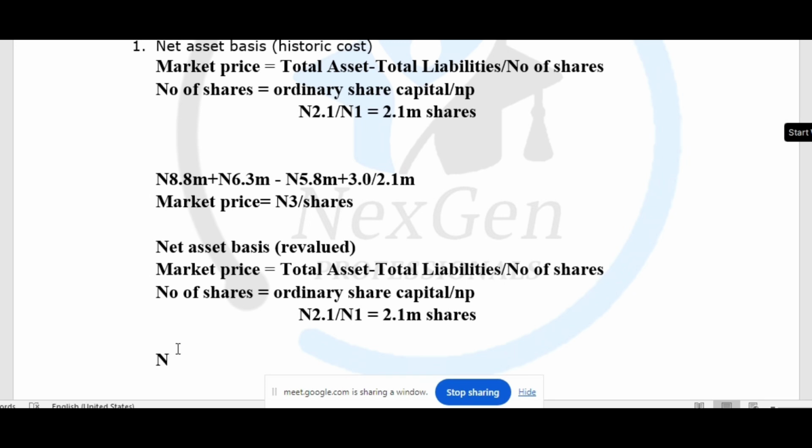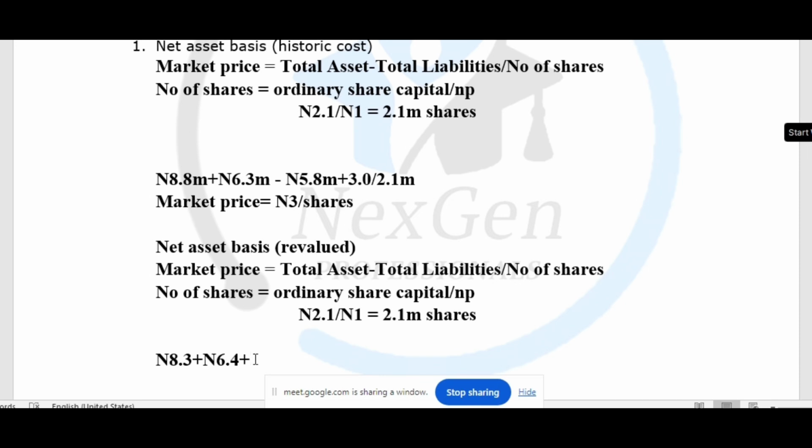The 8.3 revalued amount. You say yes, sir. 8.3, okay. The second one, 8.3 plus what is the second figure? 6.4. That was revalued, right? Yes. 6.4. This is for the non-current asset that was revalued, right?